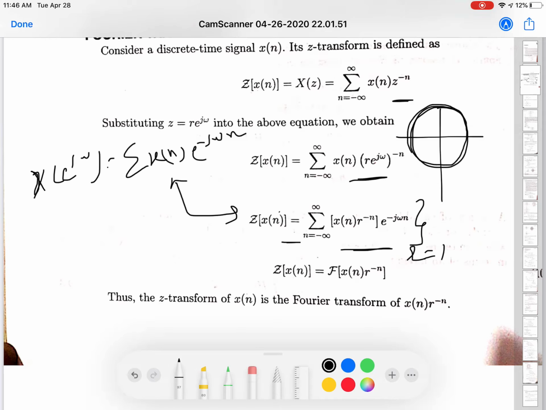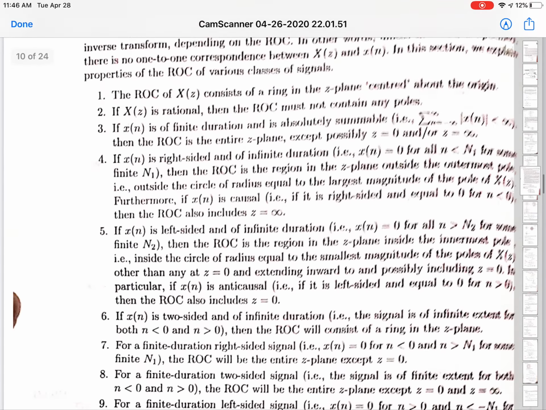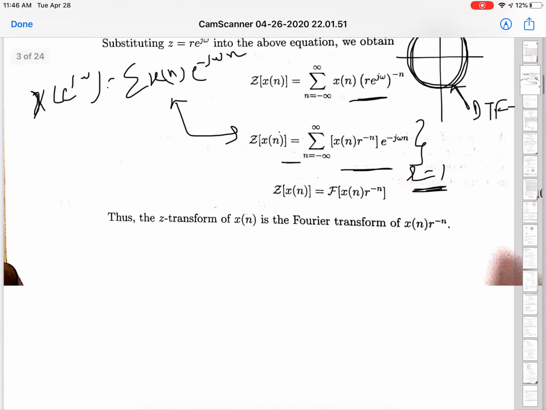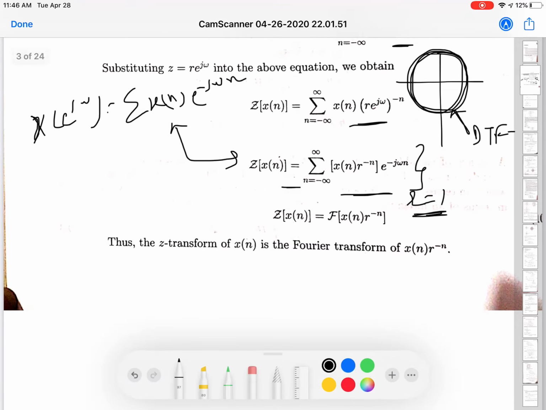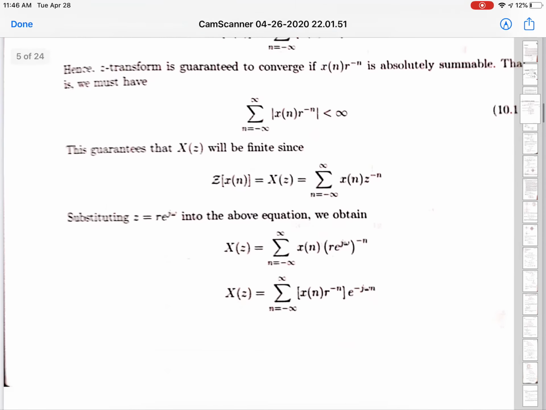So at r equal to 1 in the Z plane, r equal to 1 means a unit circle. It is a unit circle. So at r equal to 1, we can define the DTFT. Here we have defined the DTFT at the unit circle. Outside this unit circle and inside the unit circle, we can define the Z transform.